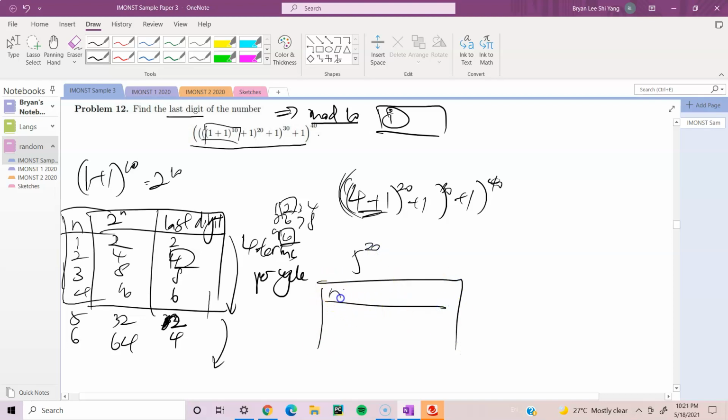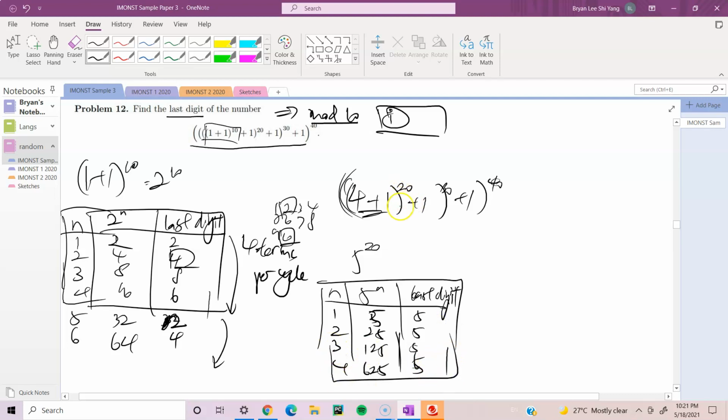Let's make something like we've done previously. Okay, so last digit. Then we can see for n equals 1, we would have 5. You have 5, and then for 2, 25, 3, 125, 4, 625. The last digit is always constant. It's always a 5, right? As you can see here. So even if I put the 20th power, it will still be a 5, right? Okay, so let's move on. We have 5 plus 1 to the 30th power plus 1 to the 40th power.